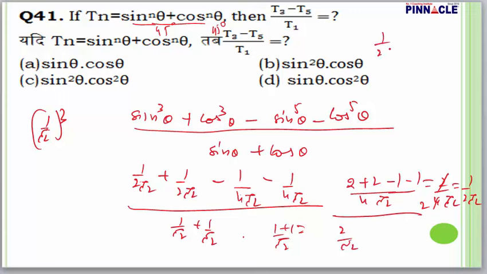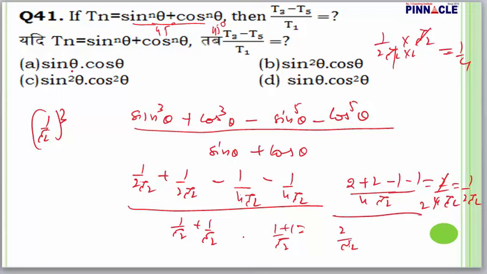Now here we have 1, 2 root 2 and then 2 into root 2, you can cancel this. This would be equal to 1 by 4, so this entire expression would be equal to 1 by 4. Now see from the options which is reflecting 1 by 4.